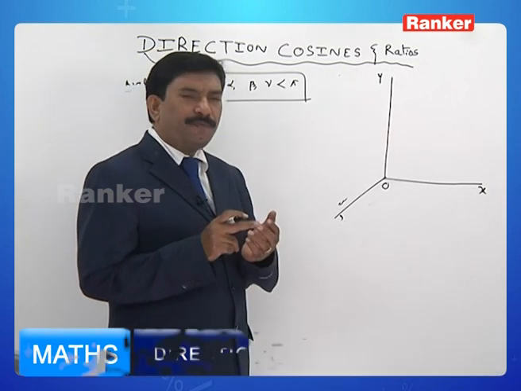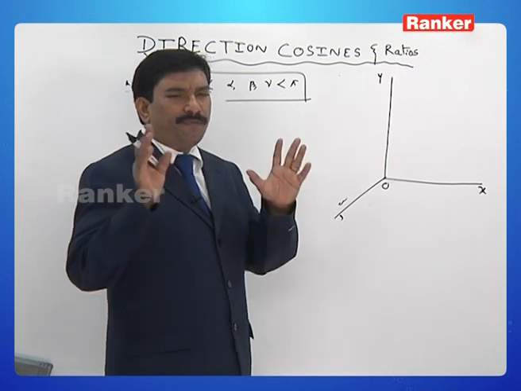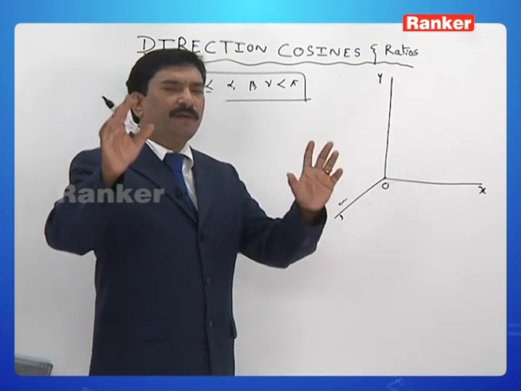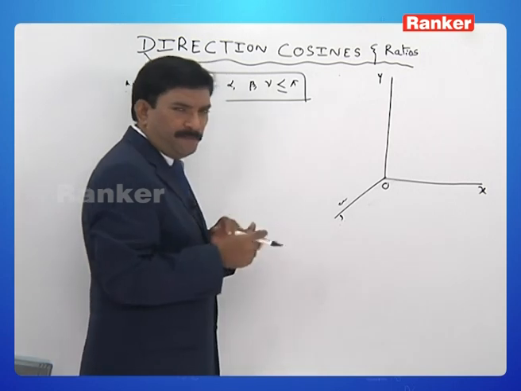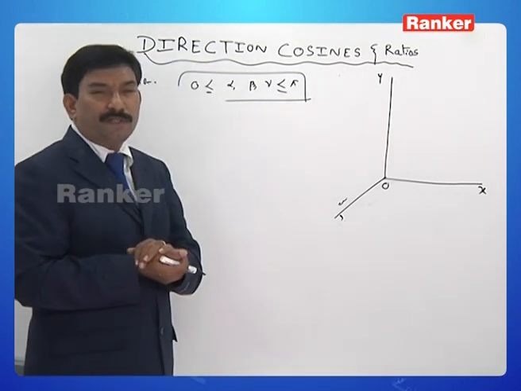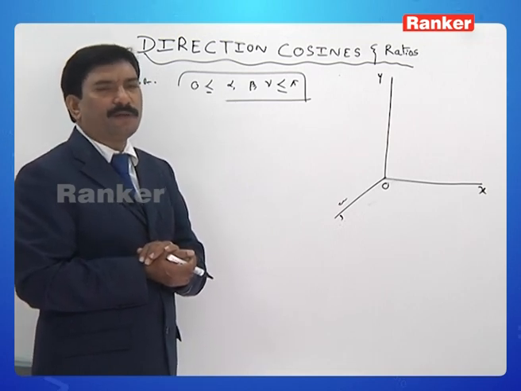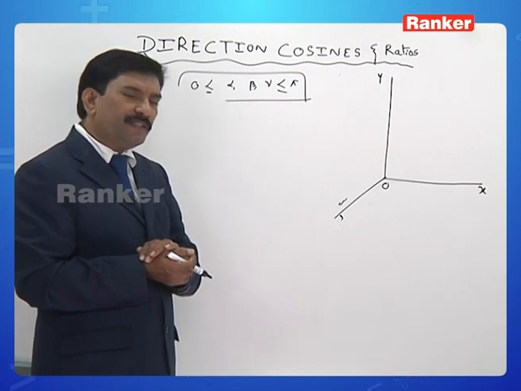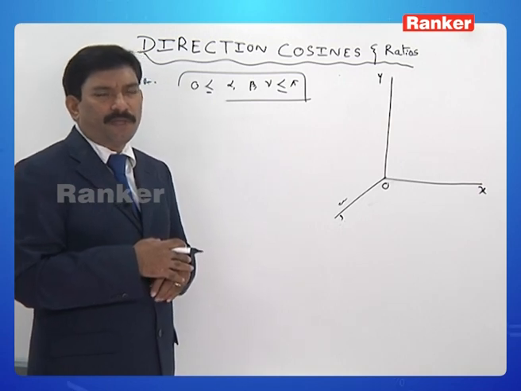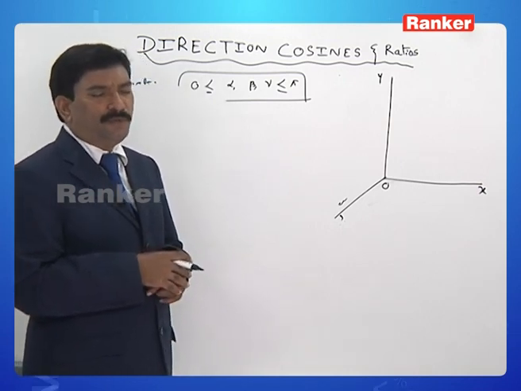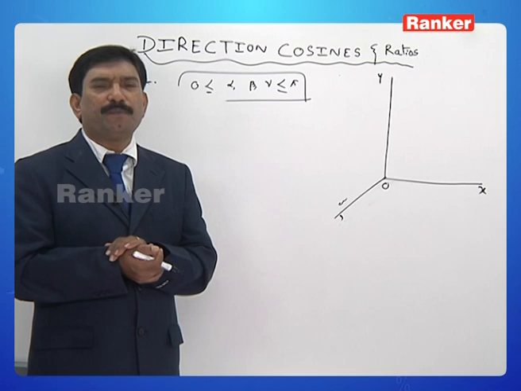Provided alpha, beta, and gamma are the angles made by the line with the positive directions of the axes, first of all, each angle must lie between 0 and what? Pi. Closed interval 0 to pi. Alpha must belong to 0 to pi. Beta must belong to 0 to pi. Gamma must belong to what? 0 to pi. Every such angle we can later define as direction cosines.